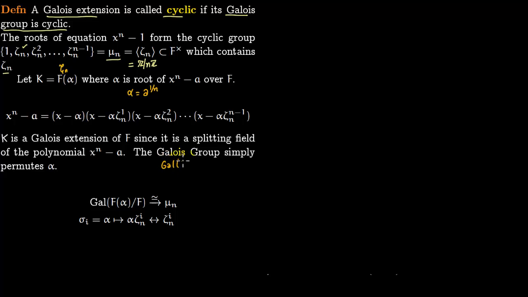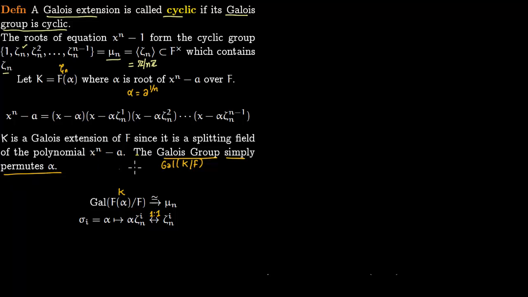So the Galois group of K over F, where K is obtained by adjoining alpha, will just permute alpha, because zeta is already contained in F and the Galois group fixes elements of F. Only alpha will be permuted. To see this, the Galois group of K over F takes the map sigma_i, which sends alpha to alpha zeta_n^i, and this is in one-to-one correspondence with the elements of our cyclic group.